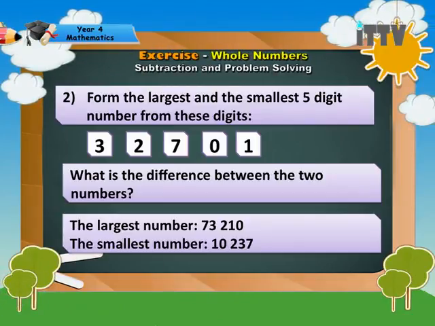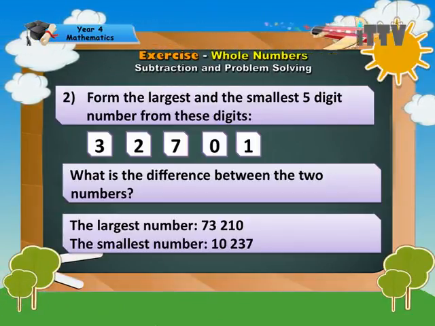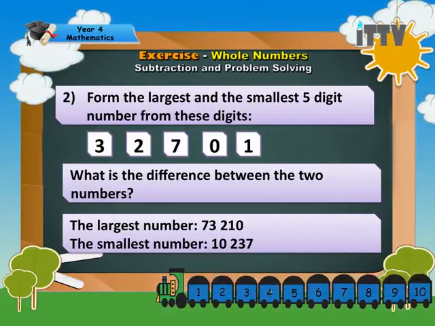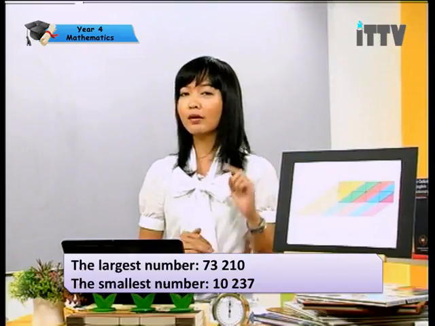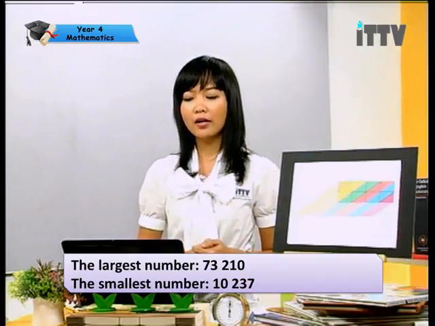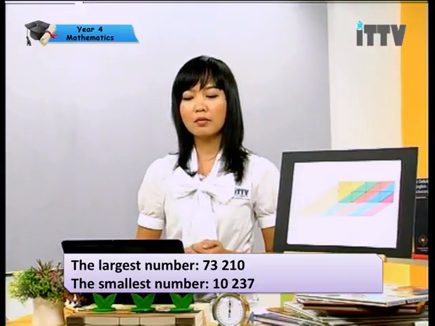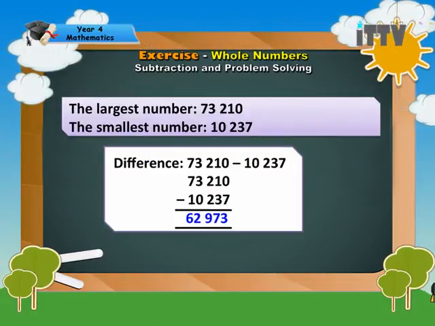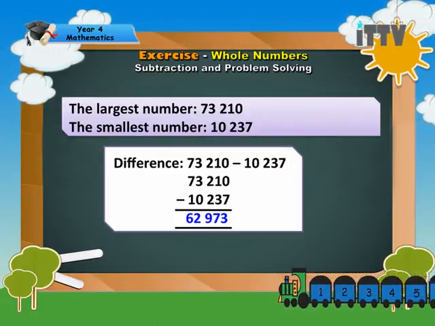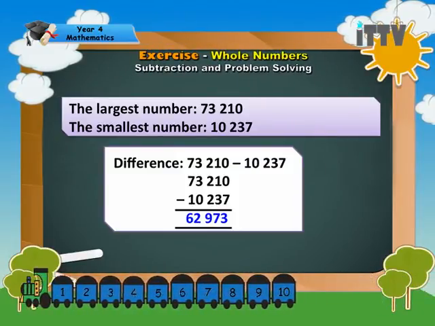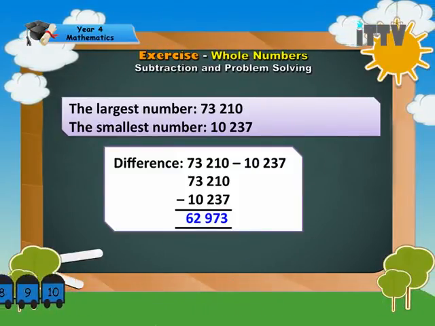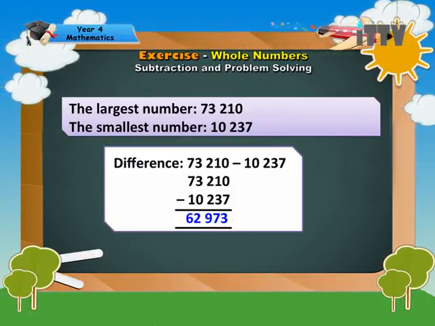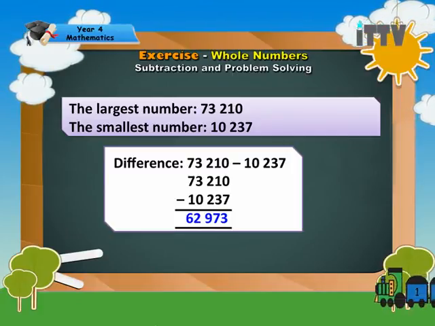Okay, so we have 73,210. As for the smallest number, we should start with the smallest digits first. Okay, but we cannot have 0 in front of the number, or else we will omit the 0. So we have to put 1 first. Alright, so we have the smallest number, 10,237. Now we are asked to find the difference. So you take 73,210 minus 10,237. That will give us 62,973. That is our answer.